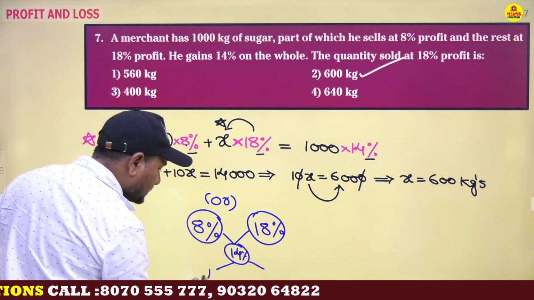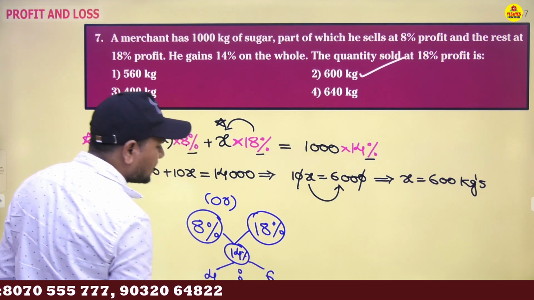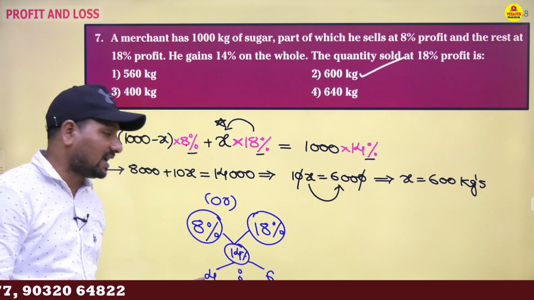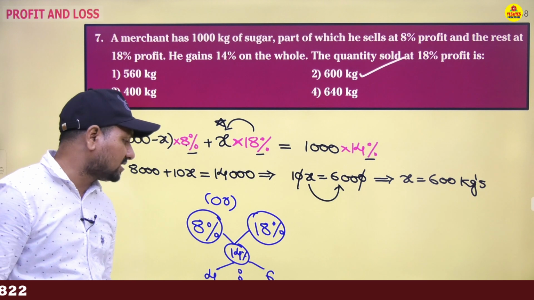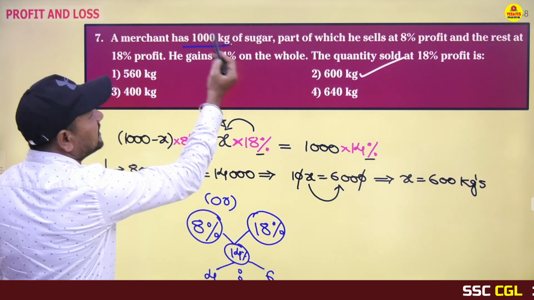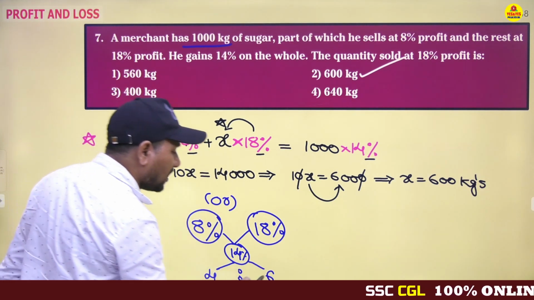18 to 14 difference is 4, and 14 to 8 difference is 6. This is 8% profit, so I am selling 4 kgs. 18% profit, I am selling 6 kgs. 6 plus 4, total how many kgs? 10 kgs. 10 parts equal to 1000 kgs, which means 1 part equal to 100 kgs.